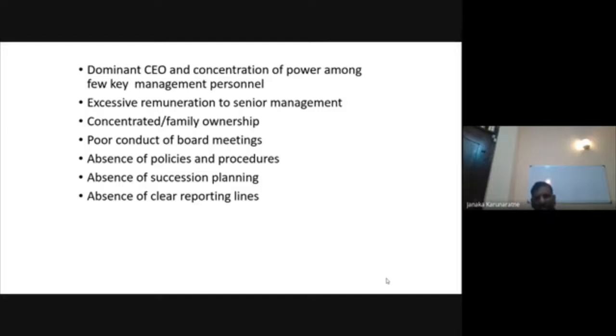Excessive remuneration to senior management, again, too much remuneration compared to the accepted level, is sometimes a governance issue. Again, one problem has been concentrated family ownership. So this is again a critical issue.